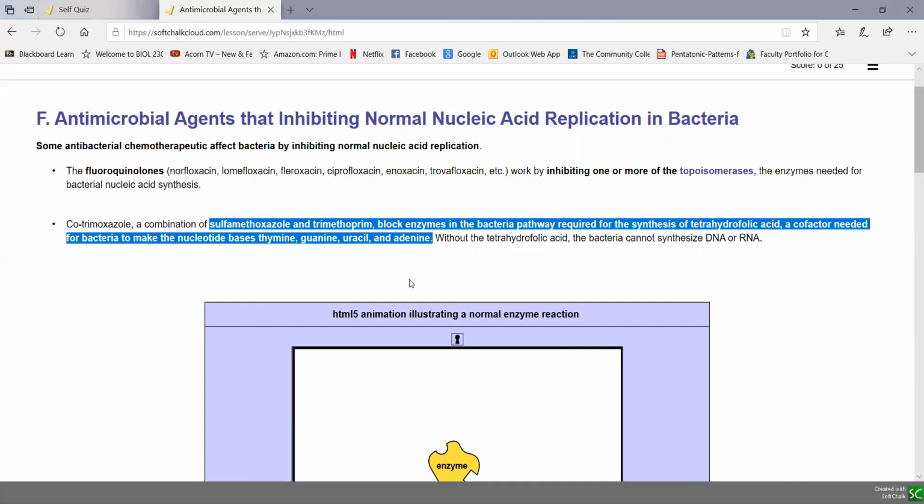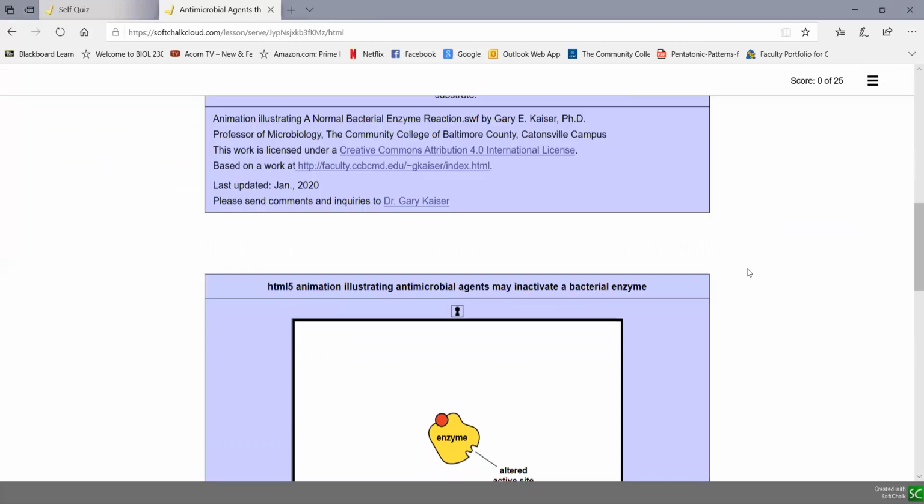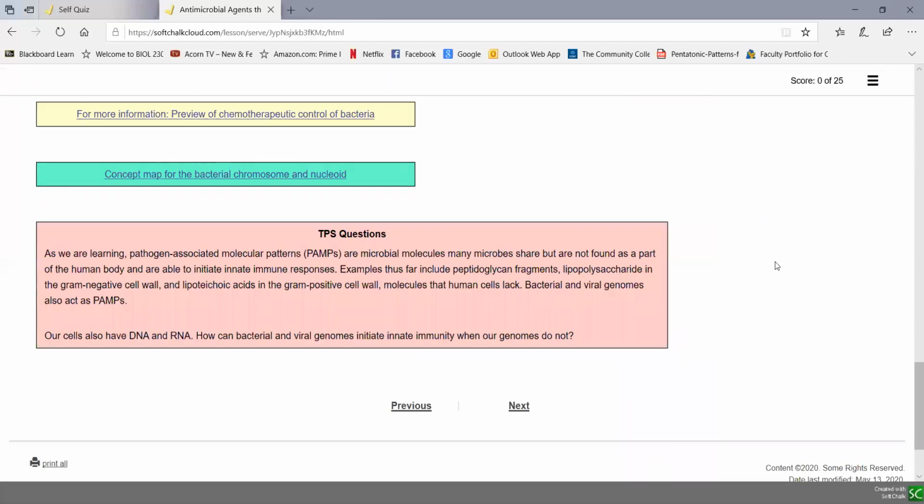So for bacteria to make most of the nucleotide bases, thymine, guanine, uracil, adenine, they require tetrahydrofolic acid as a cofactor. If that cofactor is not made because the enzymes involved in making that cofactor are blocked by the drug, then the bacteria can't synthesize the building blocks it needs for DNA replication or RNA replication. And we'll see more about how that works later on in Unit 2. But there are a few agents that do actually inhibit nucleic acid replication in bacteria. Not too many because, again, bacterial DNA is not that different from our DNA.